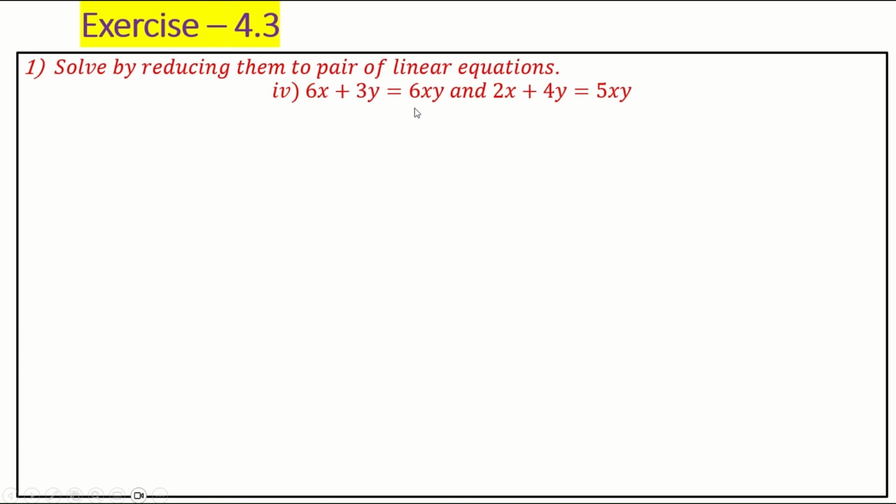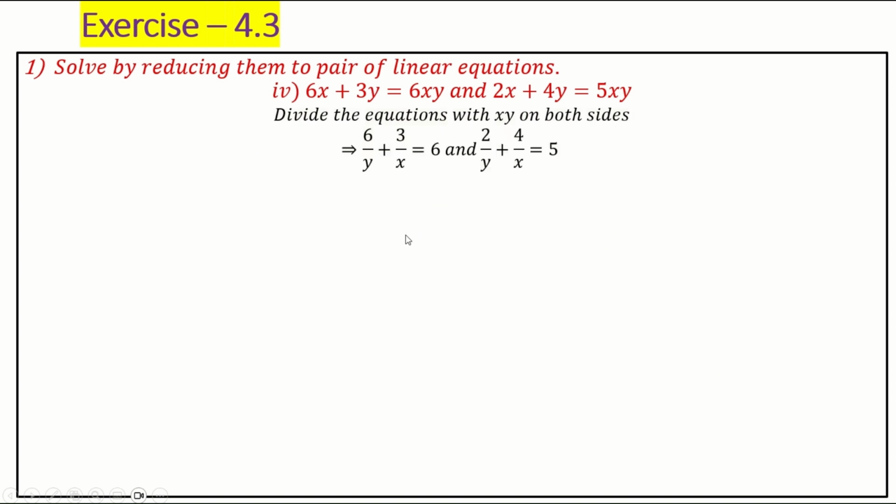Okay, this is the same as the problem given before. You take xy to the other side. Divide the equations with xy on both sides. What you will get is 6 by y plus 3 by x equal to 6, 2 by y plus 4 by x equal to 5.